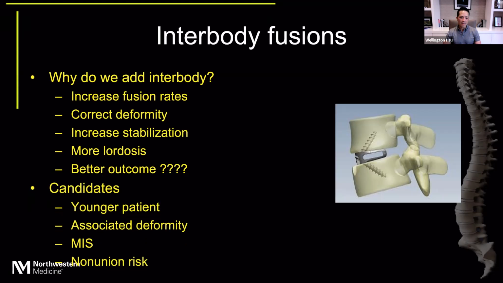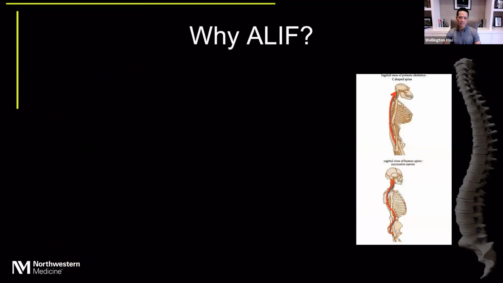The candidates in my mind are the younger patients who need a more robust fusion, who have a greater chance at having a symptomatic pseudoarthrosis, somebody with an associated deformity. If you do MIS surgery, I think if you don't do interbody, you're really asking for a pseudo, because the best way to get a fusion is to add an interbody, and I think that's what allows us to do MIS surgery is the interbody setting. And then finally, someone with a non-union risk: smoker, diabetes, osteoporosis, these kinds of characteristics.